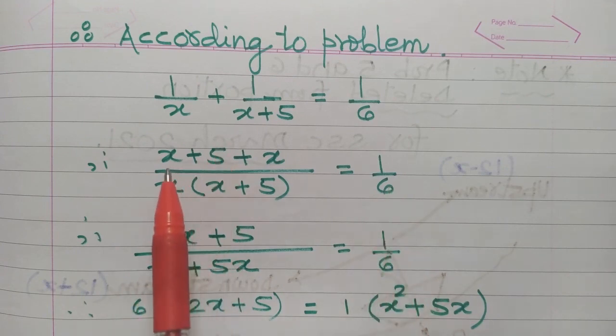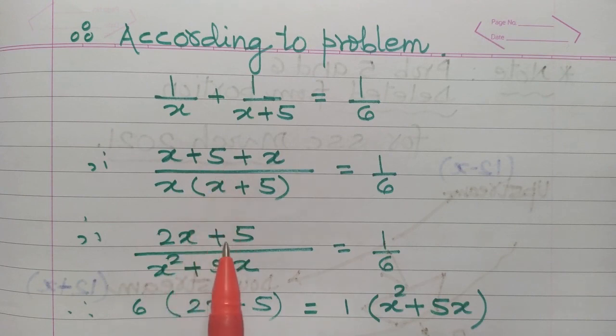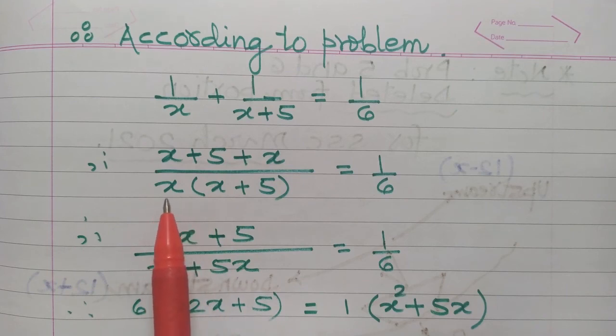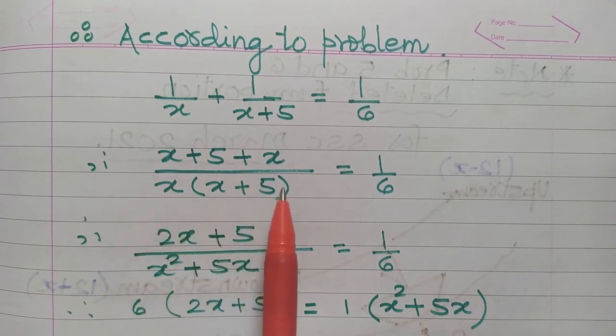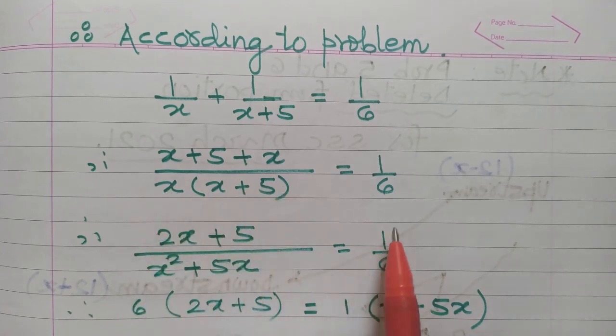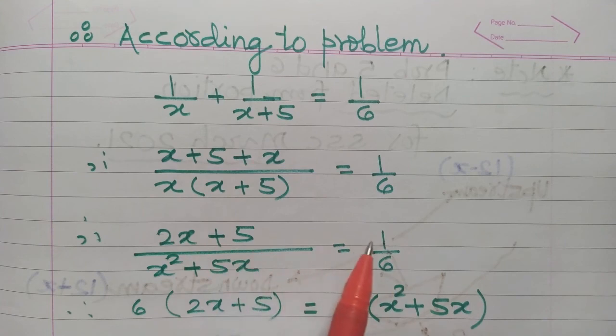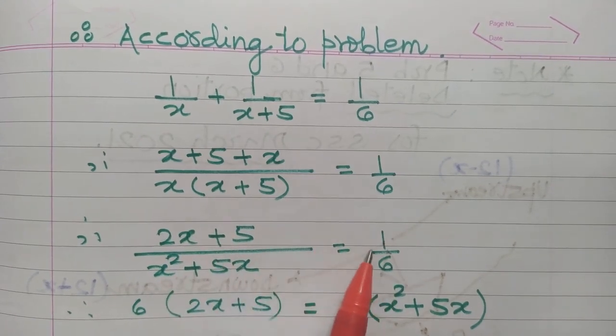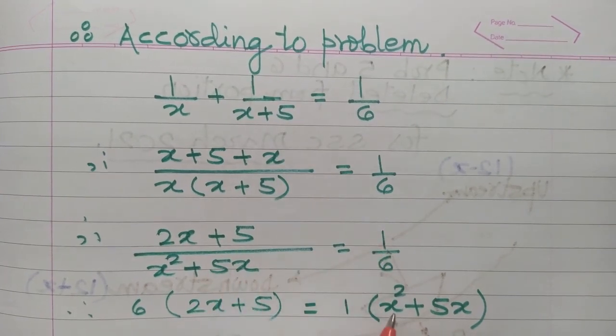Therefore, x plus x becomes 2x plus 5 divided by, let us multiply by x, x into x gives us x square plus x into 5 will be 5x is equal to 1/6. Now I will take cross multiplication from both the sides. So I will multiply 6 by 2x plus 5. So it will be 6 into 2x plus 5 is equal to 1 into x square plus 5x.